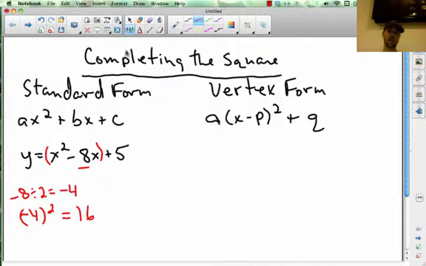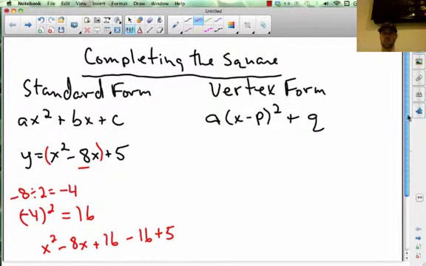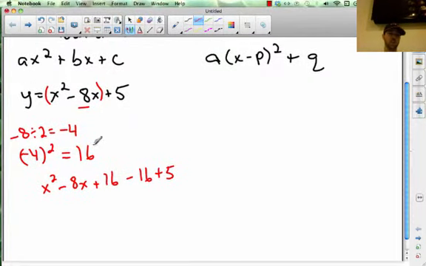Now, since we're not allowed to actually change the equation at all, if we decide to add 16 into this equation to make this thing a perfect trinomial, like this is a perfect trinomial now, we've added 16 to the equation, but we're not allowed to change it, so we have to then go ahead and subtract that same 16 so that we haven't changed the equation at all, right? So we've added a 16, subtracted a 16. So essentially if you took this out, you would be left with x squared minus 8x plus 5, which is the original equation. So the important thing is that we don't actually change anything.